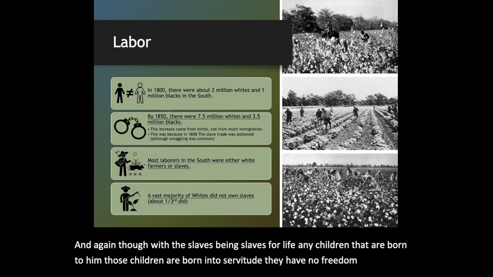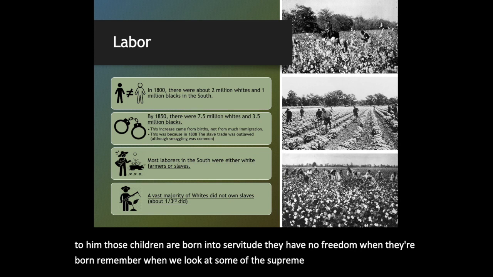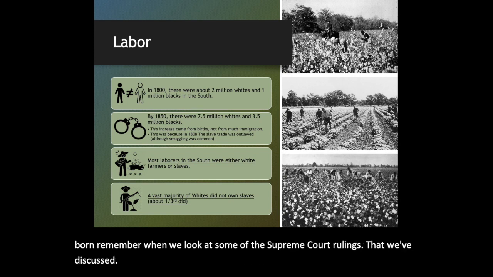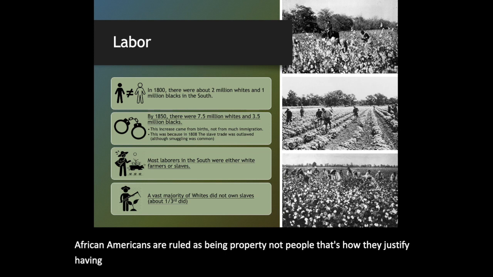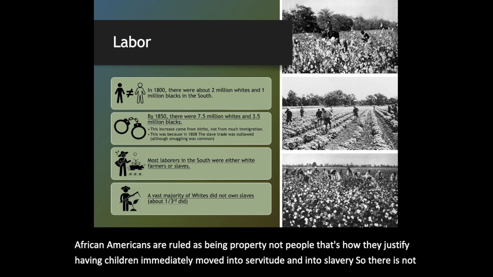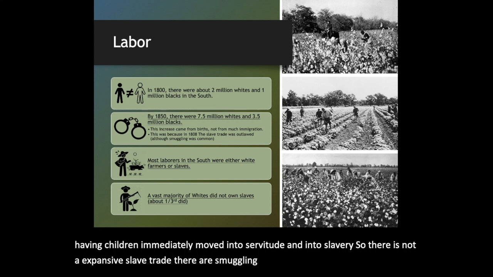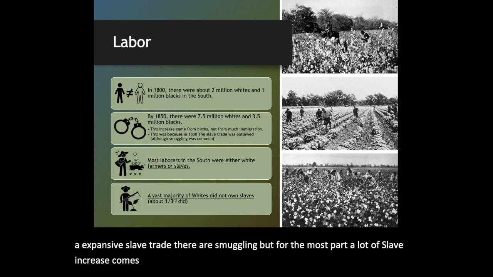Remember, when we look at some of the Supreme Court rulings that we've discussed, African Americans are ruled as being property, not people. That's how they justify having children immediately moved into servitude and slavery. So there is not an expansive slave trade. There's smuggling, but for the most part, a lot of slave increase comes through natural childbirth.